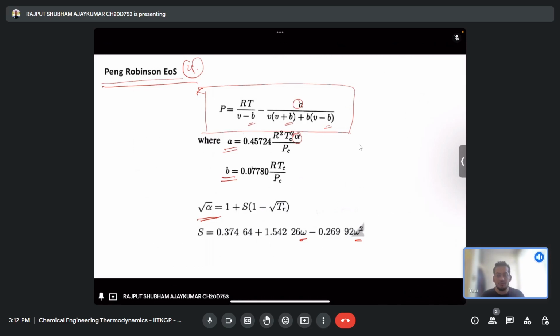plus today we'll try to solve one of the numericals related to the simplest one, that is the van der Waals equation of state. Okay, apart from this, what has been covered earlier till now is what we'll just see.